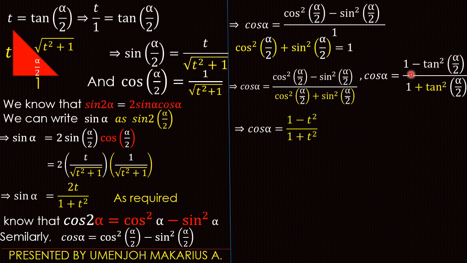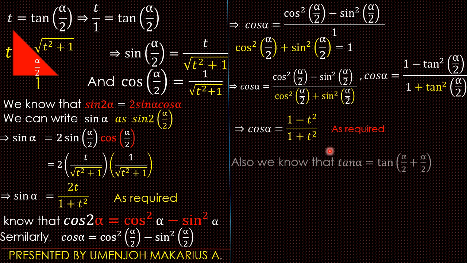So simplifying, guys, we're going to have 1 minus tan squared alpha over 2, which is t squared, all over 1 plus t squared. Good. As required, guys. So that's it. Again, it was a proof, so we have to end with a conclusion as required.